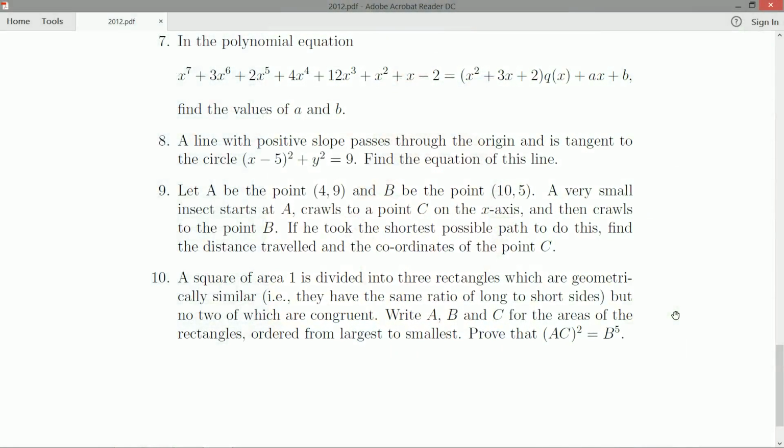Question 8. A line with positive slope, so if we're thinking things like y equals mx plus b, the m will be positive, passes through the origin, okay, so that actually tells us what the b would be if we were doing y equals mx plus b, and is tangent to the circle (x minus 5) squared plus y squared equals 9. Find the equation of this line.